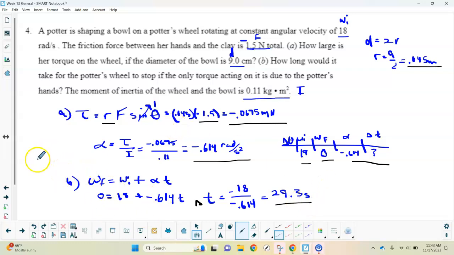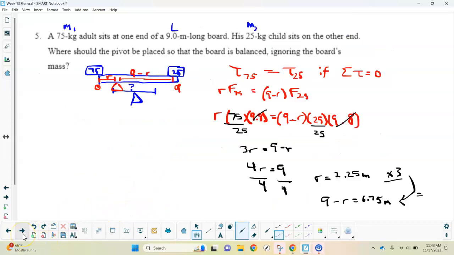Again, that's all there. You can pause the video and watch the work, like follow along with that. The next one's an interesting question. It's sort of a little bit more difficult than some of the rotational equilibrium stuff that we've done. So it says a 75 kilogram adult sits at one end of a 9 meter long board. His 25 kilogram child sits on the other end. Where should the pivot be placed so that the board is balanced, ignoring the board's mass? So the mass of the board is not important. So we're trying to figure out where I need to put the fulcrum in order for this to balance.